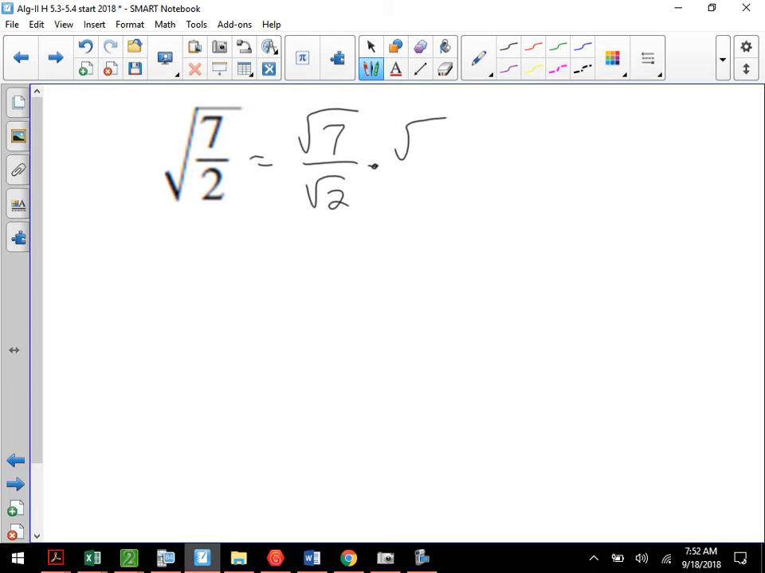So it doesn't change the value of this when you multiply it by root 2 over root 2, because that is just multiplying by 1. It's just a weird way of writing the number 1. So when you multiply that out, you get root 2 times root 2, which is root 4, which makes it 2. And then root 7 and root 2 is root 14, and you're done. Okay?